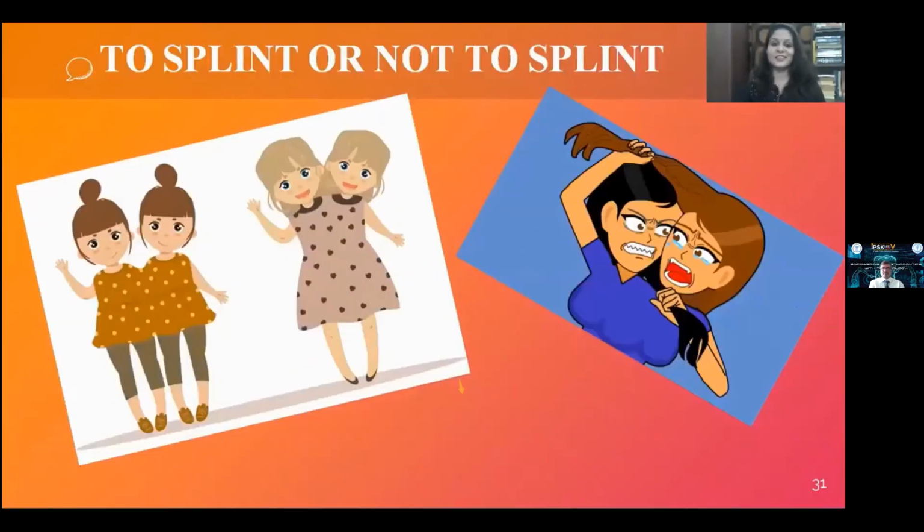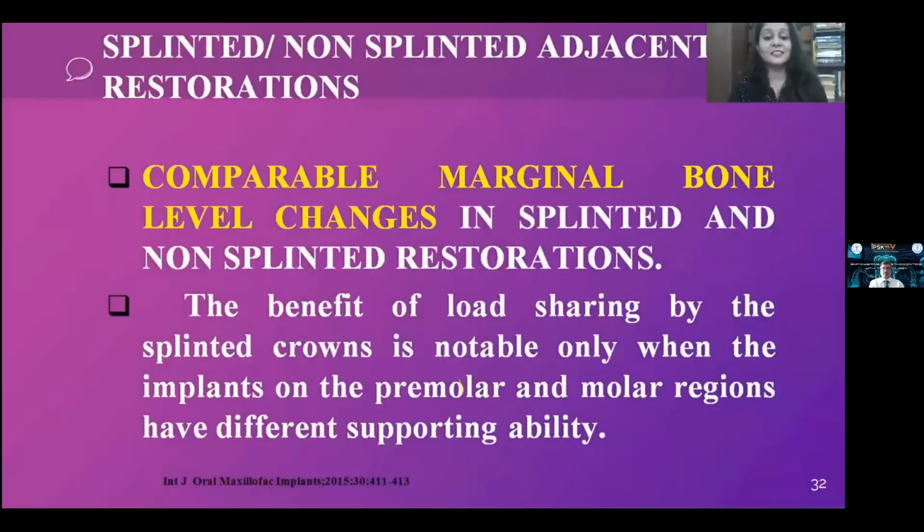Now let's address the next question: to splint or not to splint. Researchers have demonstrated comparable marginal bone loss changes in splinted and non-splinted restorations. And the benefit of load sharing by the splinted crowns is notable only when the implants in the premolar and molar regions have different supporting ability. That means if you are using a standard sized implant in relation to the premolar and a wider implant in the molar, then only there is a benefit of load sharing.